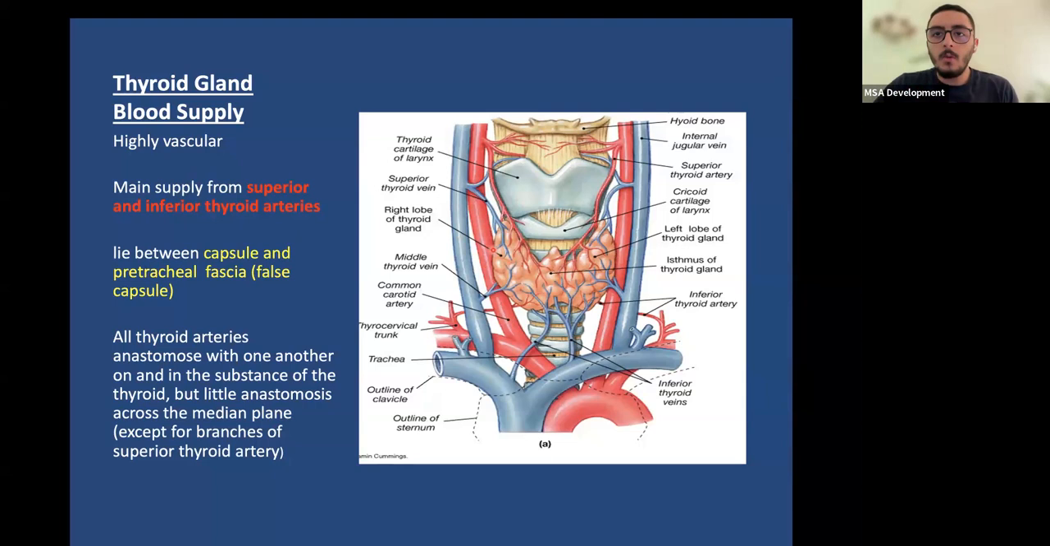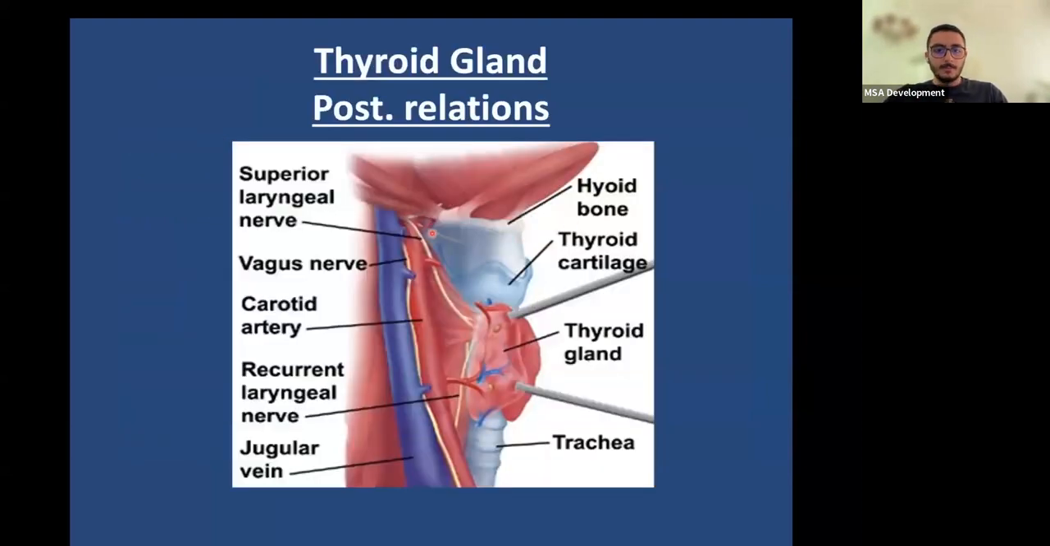So how can we avoid this? The superior thyroid artery, or rather the external laryngeal nerve, is very close to the gland. Now let me show you this picture. Let me first orient you. This is the thyroid gland.